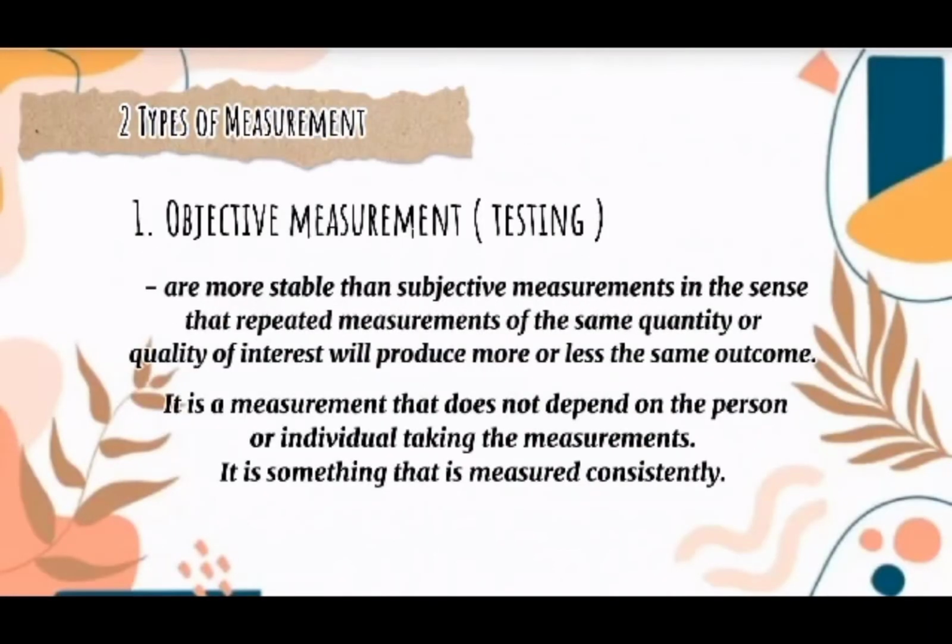There are two types of measurement. The first one is the objective measurement or testing, which is more stable than subjective measurement in the sense that repeated measurements of the same quantity or quality of interest will produce more or less the same outcome. It is a measurement that does not depend on the person taking the measurements. It is something that is measured consistently. So in education, an objective test consists of factual questions requiring extremely short answers which may consist of a word, phrase, or sentence. Examples are true or false, matching type, multiple choice, and identification.